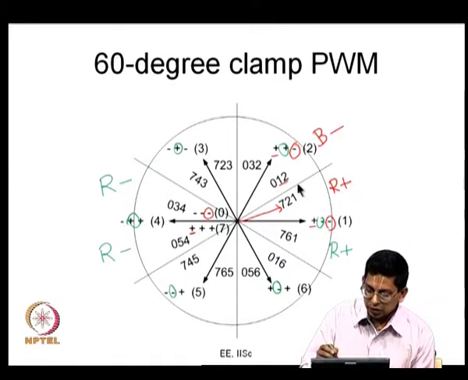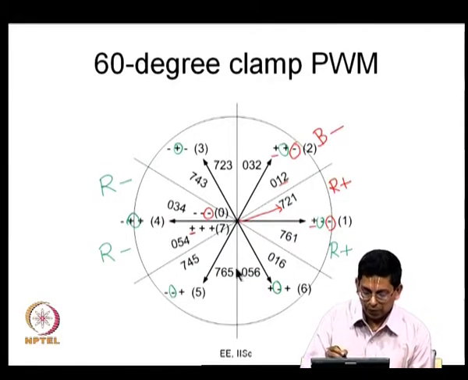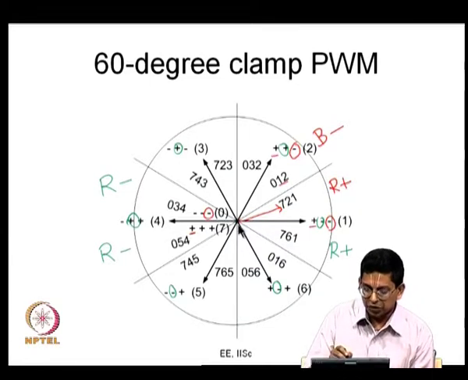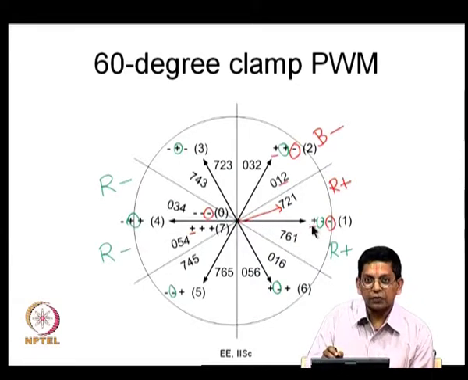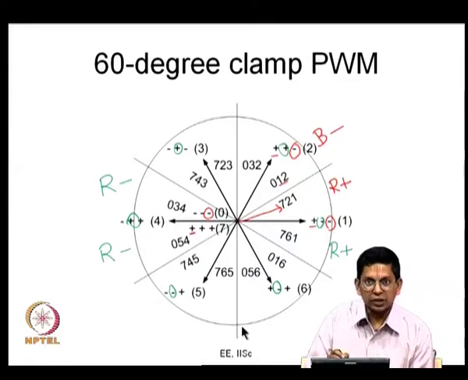So, this corresponds to the middle 60 degree duration of the positive half cycle of R phase. Now, this line corresponds to the positive 0 crossing of R phase. This is the positive peak of R phase. This is the negative peak of R phase. This is the positive 0 crossing of R and this is the positive peak of R phase, which we can call 90 degrees now, right? And this line corresponds to 60 degrees and this one corresponds to 120 degrees.